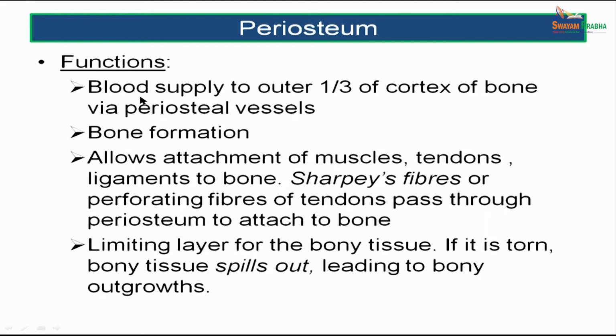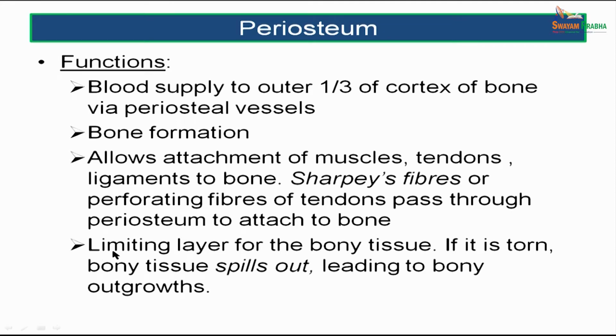What is the function of periosteum? The periosteum supplies blood to the outer one-third of the cortex of bone through these periosteal vessels. Periosteum is responsible for bone formation. Periosteum allows attachment of muscles, tendons and ligaments to the bone. Special mention about Sharpey's fibers or perforating fibers of tendons. These fibers pass through the periosteum and then attach to the bone.